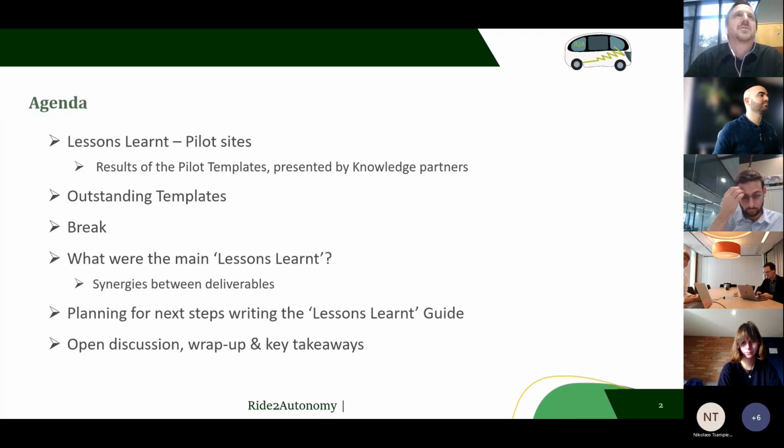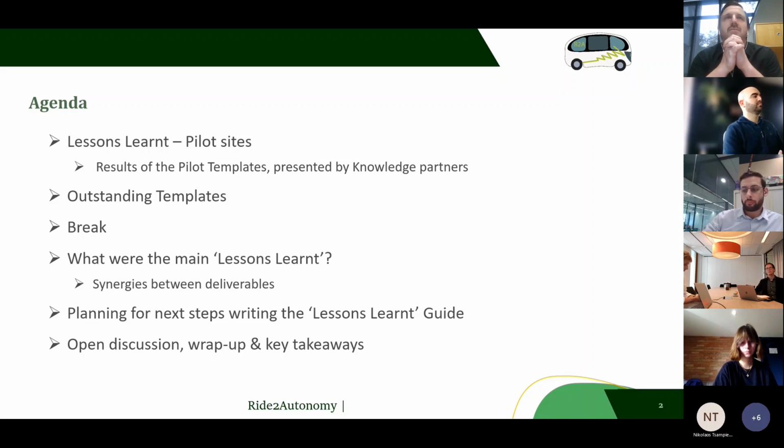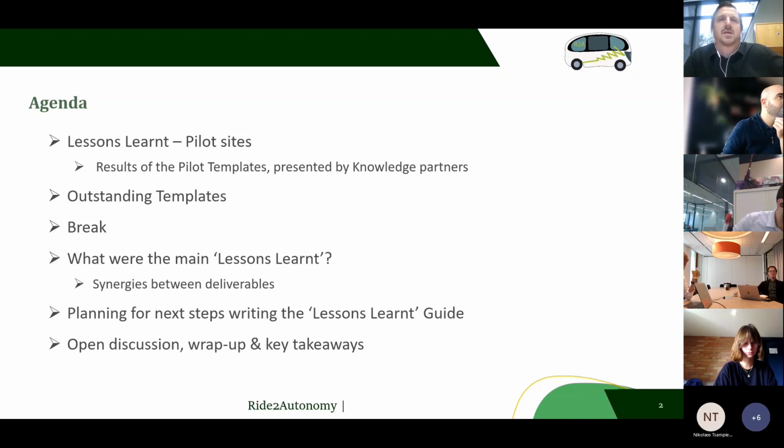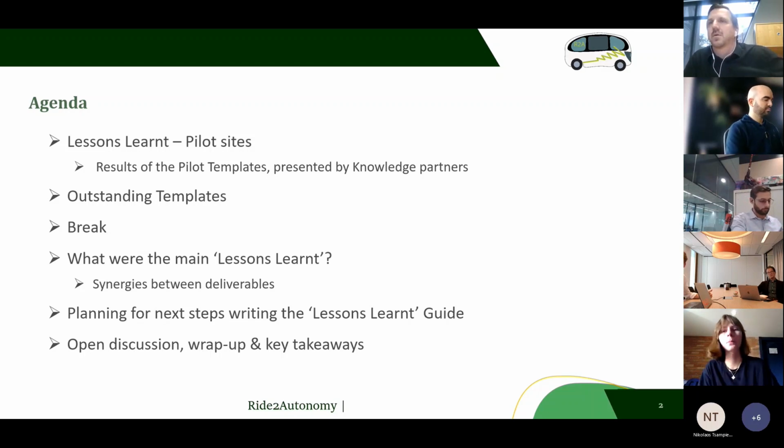So here's just a brief overview of the agenda today. We're going to look at the results of the pilot templates presented by the Knowledge Partners. Briefly, we're going to go through the outstanding templates, what we haven't received yet. It's going to be a brief break, and then we're going to look at the main lessons learned. That will look at an overview of the other deliverables as well and try and integrate that into this. Then we will be planning for the next steps, writing the lessons learned guide, and open discussion, wrap up, and key takeaways. We will be working on a Miro board also, so that is in the chat, the link to that, so you can work on that as you like.